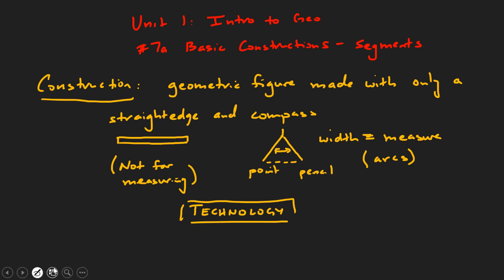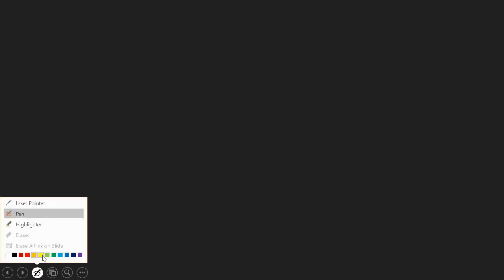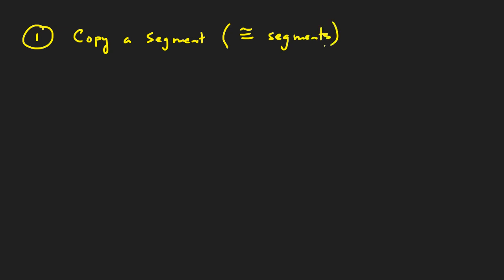Now, before we actually perform the constructions, I do want to walk you through the steps of the construction. So we are going to do our first construction here, and this is going to be the copy a segment construction. When we copy the segment, what we are doing is creating congruent segments. What you will be given is this segment, and we're going to call it segment AB.